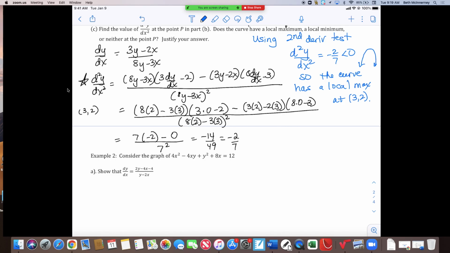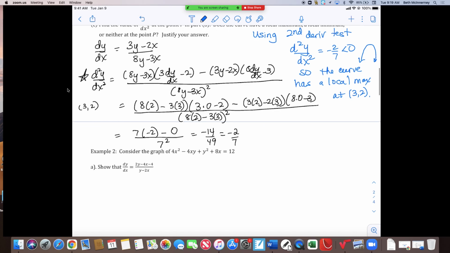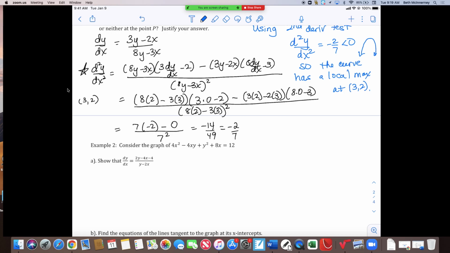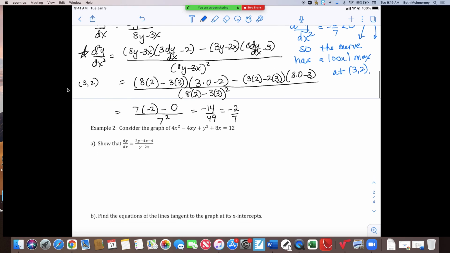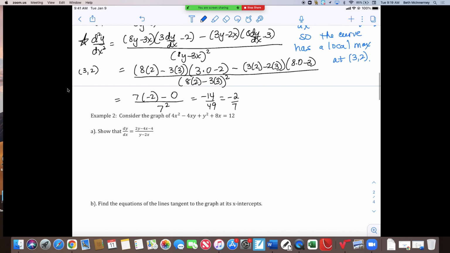All right, example 2. Consider the graph of 4x² - 4xy + y² + 8x = 12. I'm going to give you about 5 or 6 minutes. I want to give you a head start here. And I want you to try and do as many of the parts in example 2 as you can. You should be able to find the first derivative. Hopefully you remember how to find an equation of a tangent line. You're going to have to go find the x-intercepts first, and we know how to do that.